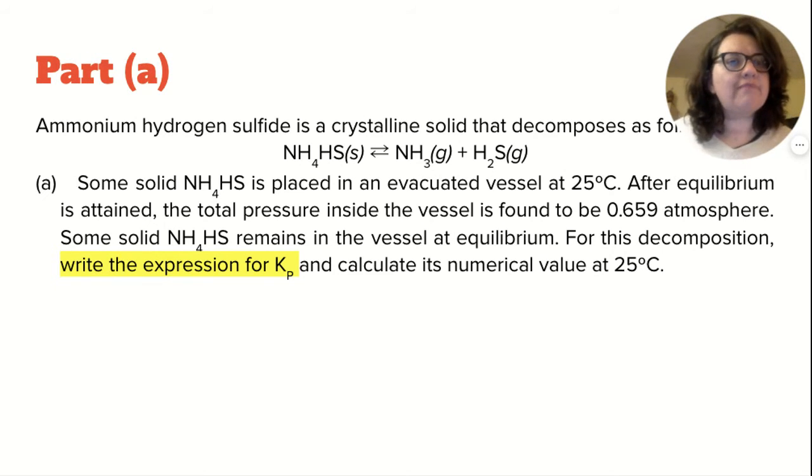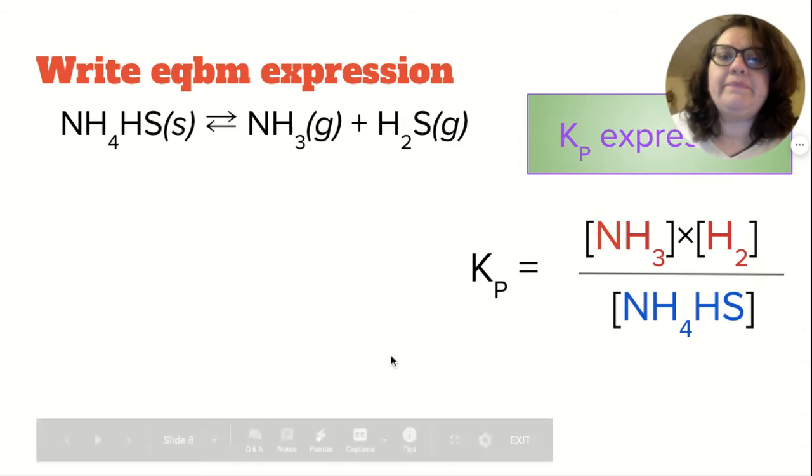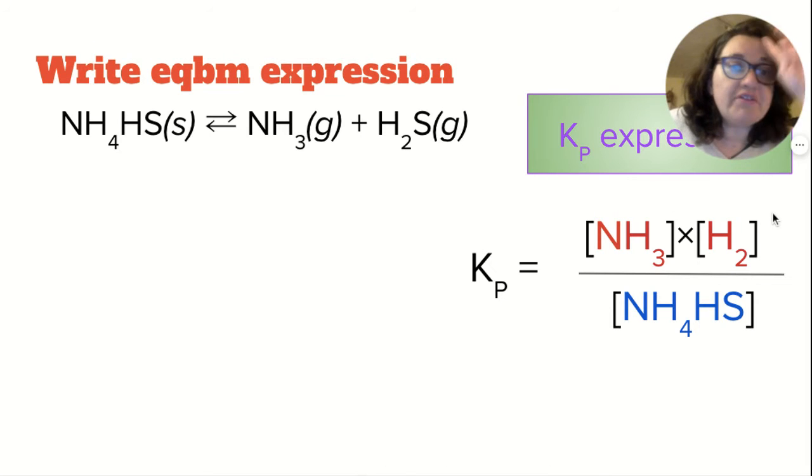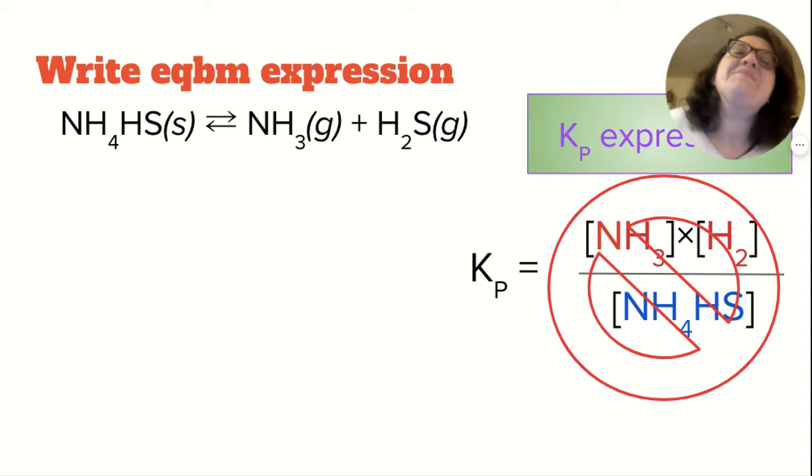Okay, write the expression for Kp. Excellent. I know how to do that. Equilibrium expressions: K equals brackets, products, over brackets, reactants. Yay! Sometimes there's coefficients. Like NH3, they all have coefficients of 1, so they're raised to the first power. No. That is for concentration. That would be Kc. I want Kp.